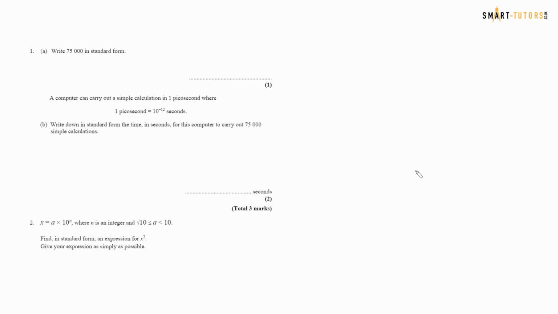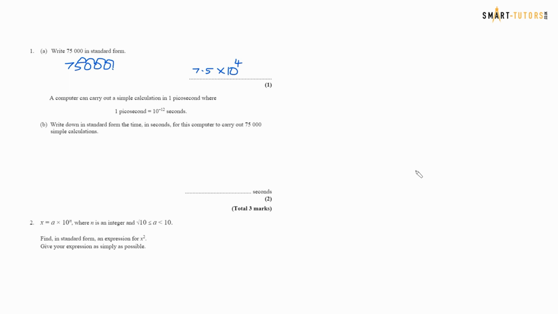Question number 1. Write 75,000 in standard form. So with 75,000, the invisible decimal point is at the end of the number. That decimal point is going to be moved 1, 2, 3, 4 places. So 7.5 times 10 to the power 4.